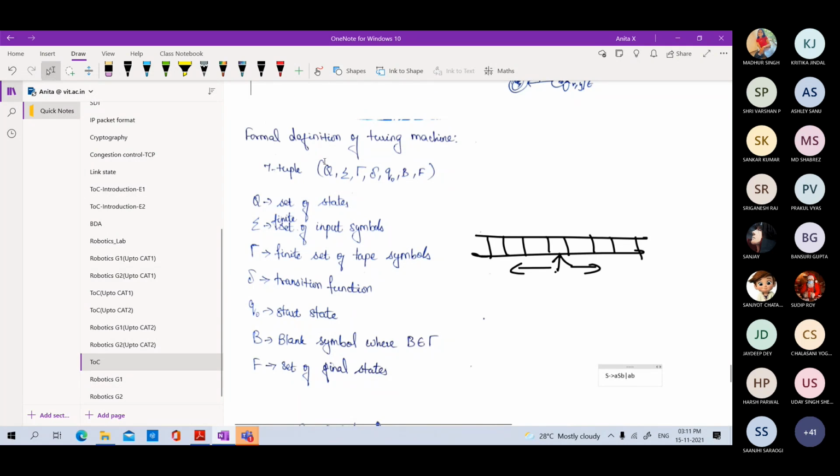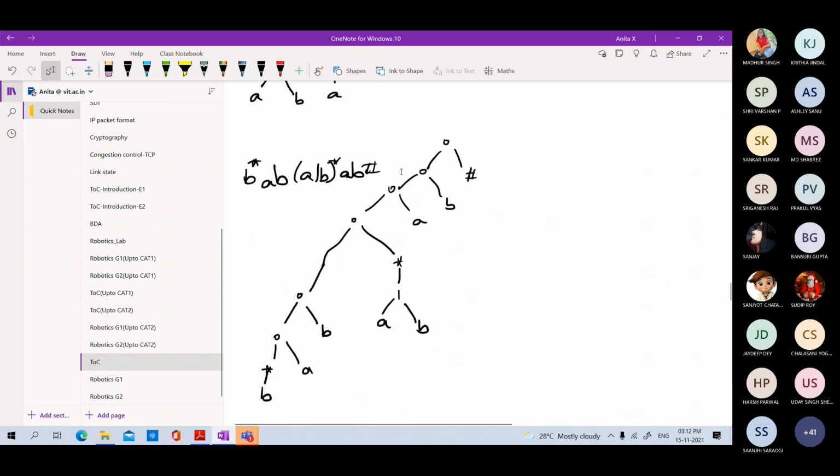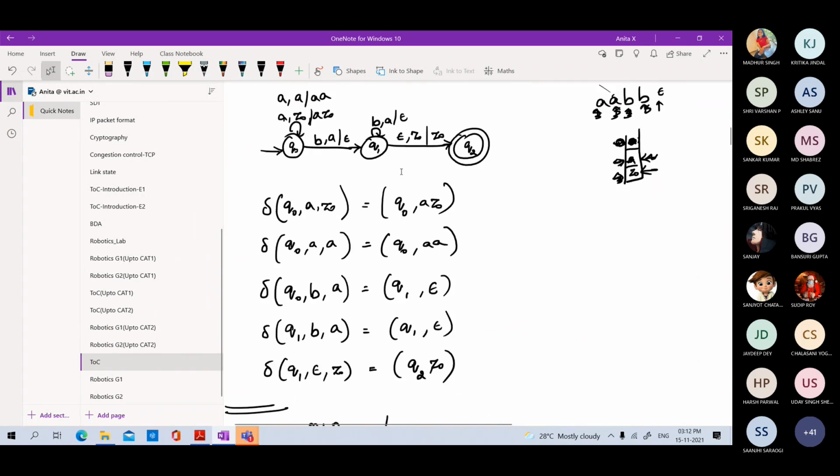Right, so here these terms we have already come across: Q, sigma, delta, Q naught, F. In the case of finite automata, you are already familiar with them. The new terms we come across are tau and B, that is the blank symbol. So please perform a comparison between this and the previous machine, that is the PDA. What is the formal definition of a PDA? Hope you can recollect it.